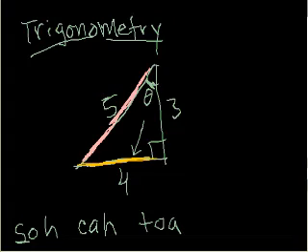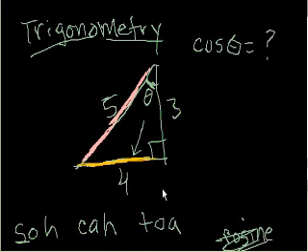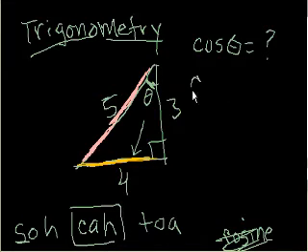Let's figure out what the cosine, and COS is short for cosine. I'll write it out, cosine, but I'm sure you've seen it before. So what is the cosine of theta? Well, we go back to our mnemonic, SOHCAHTOA. Well, cosine is the CAH, right? And that tells us that cosine of theta is equal to adjacent over hypotenuse.